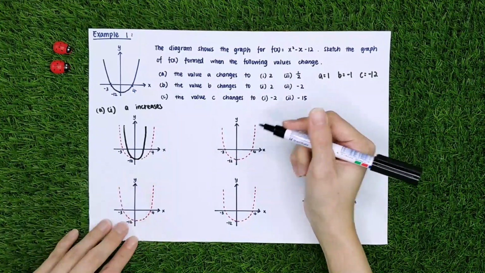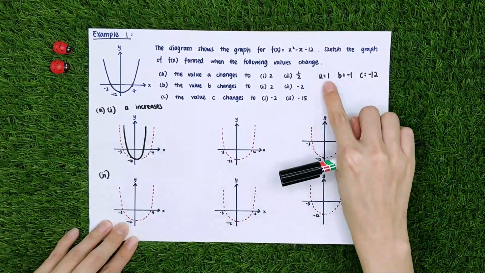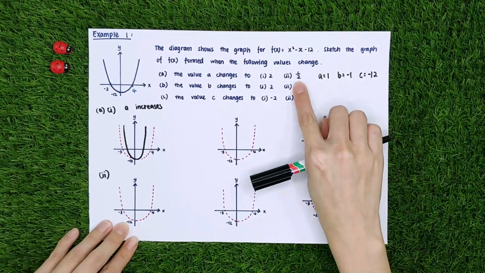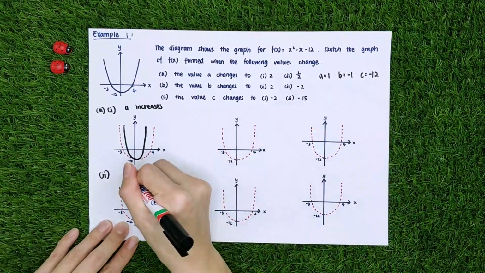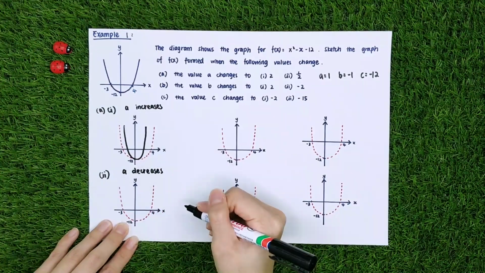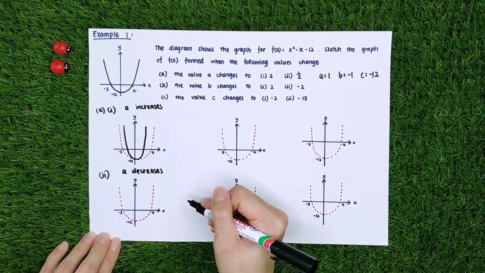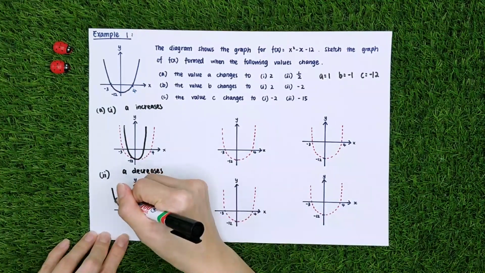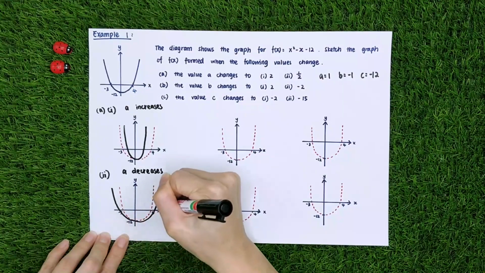Then we go to the second part. The original a is equal to 1 and it changed to half. That means a decreases. When a decreases, the graph will become wider. That means the graph will look like this.